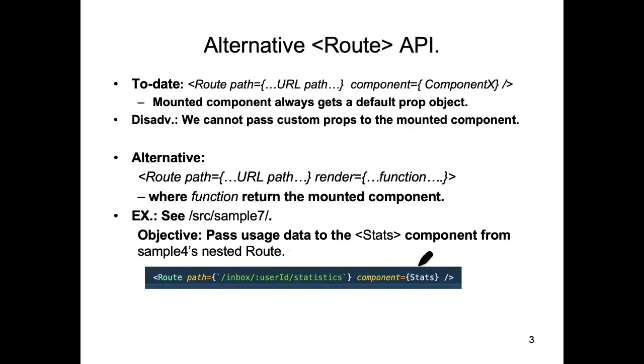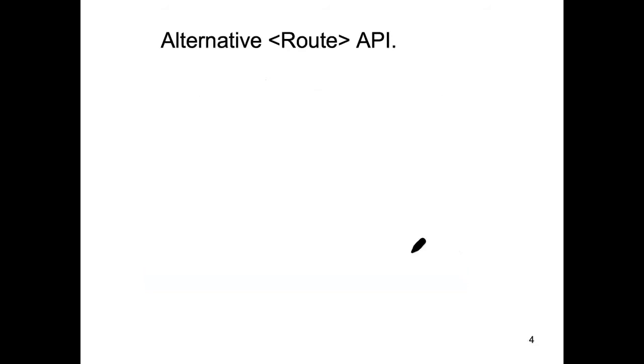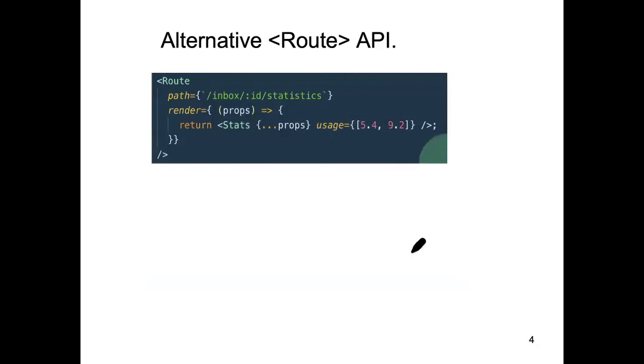Either way, it needs to be computed, and we want to pass it down to the stats component. So that's my objective. I can do it using this form of the route. That's my objective though. And here's how I would use the alternative form of the route to do that. So here's my render option available to me.